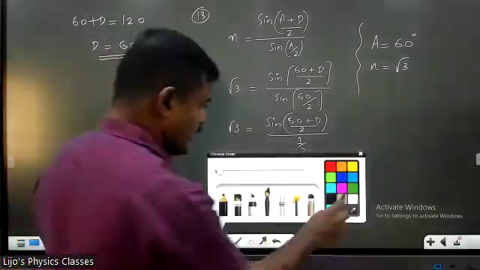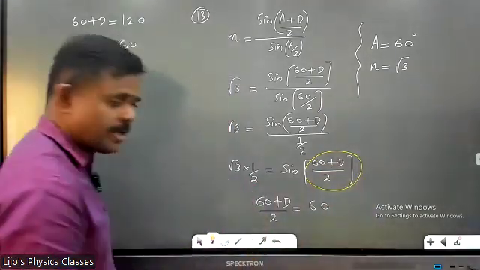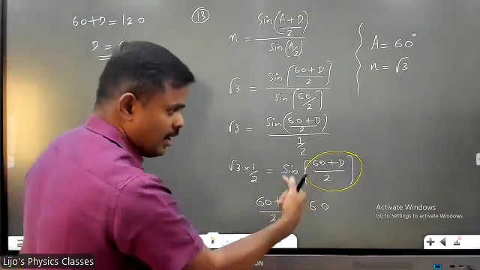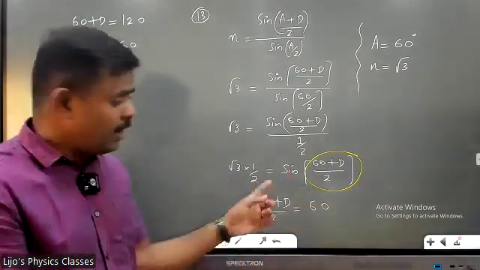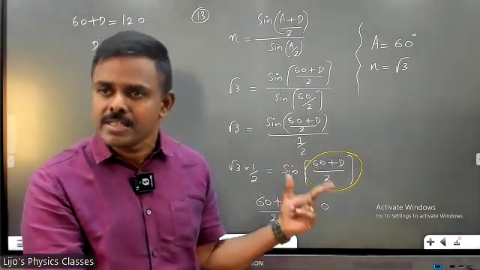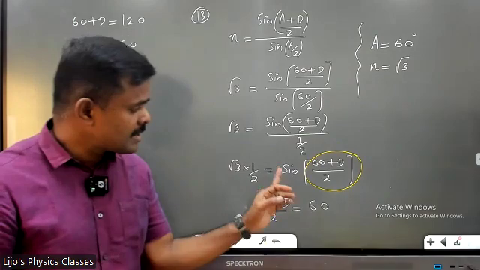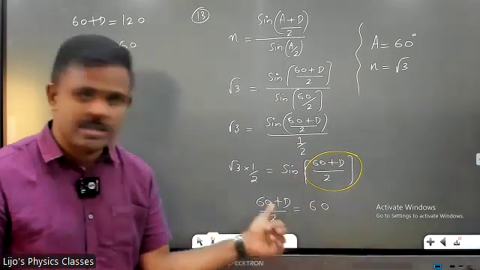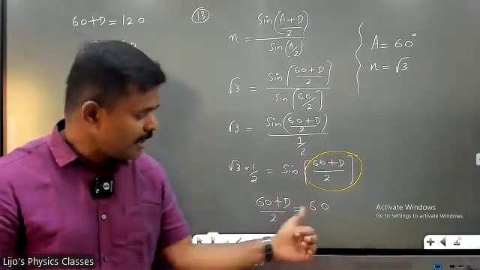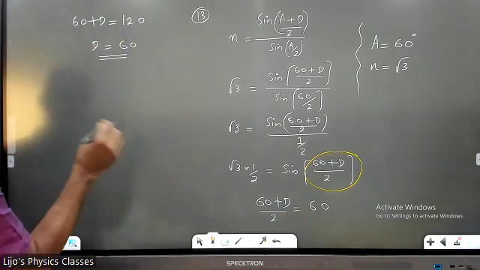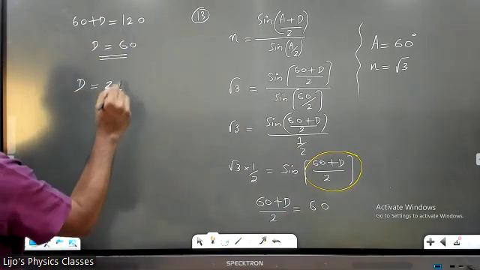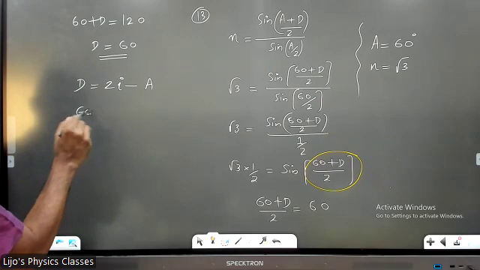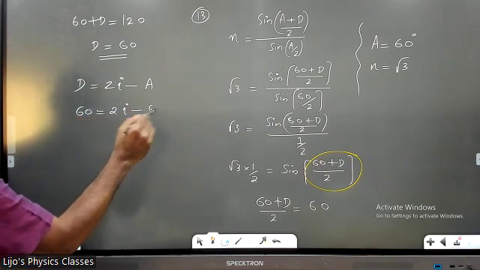So look at this yellow circle. Sine of the yellow circle is equal to root 3 by 2, so the yellow circle should be 60. So (60 plus D)/2 is equal to 60. Cross multiply: 120 is equal to 60 plus D. D is equal to 60. Now I can use the other formula to find the angle. This is the other formula you use: D is equal to 2i minus A. So 60 is equal to 2i minus 60.